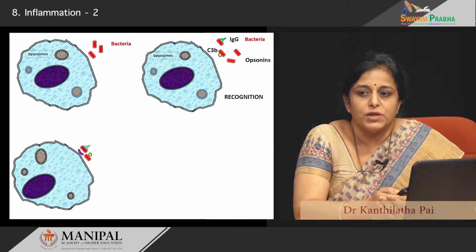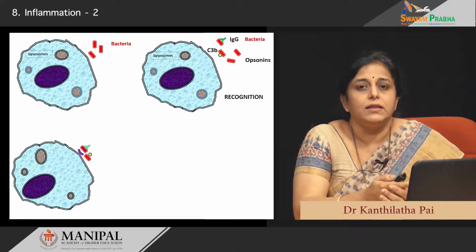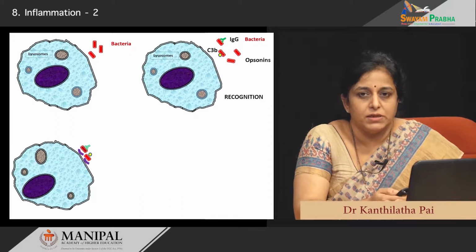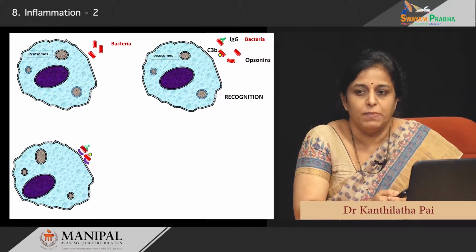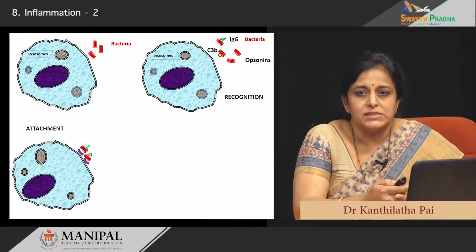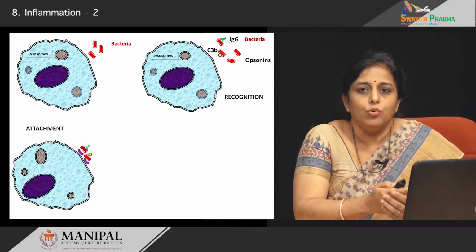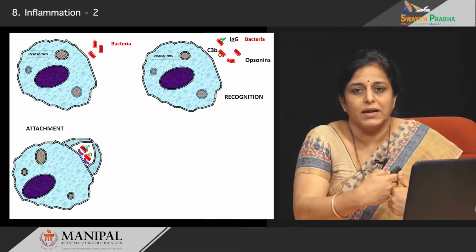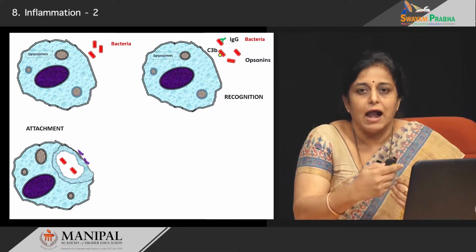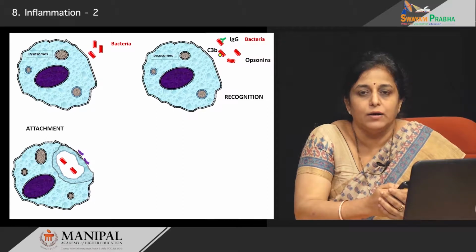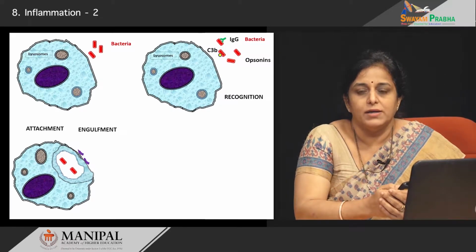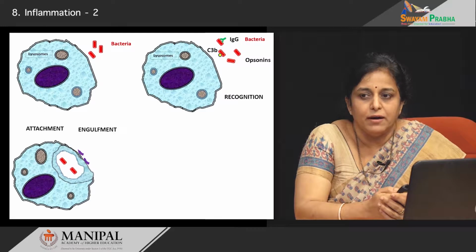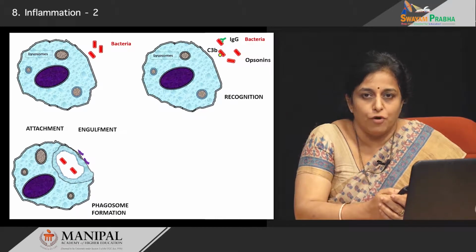Now, once this opsonization of the bacteria happens, the leukocytes express receptors which bind to these opsonized bacteria. Once this attachment happens, the leukocytes extend their pseudopodia and internalize the bacteria inside their cells and form a vacuole containing the bacteria, called a phagosome. So, you can see here engulfment happening, following which there is a phagosome formation.